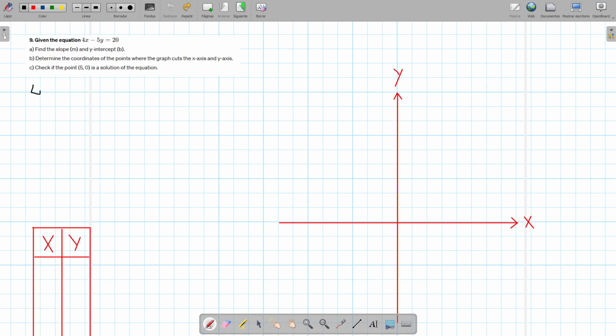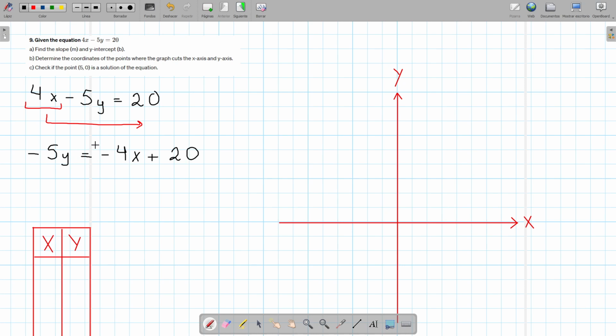We have 4x minus 5y equals 20. So we are going to try to make this y alone. As you can see, the first term here is not necessary, so we have to put it on the other side. What are we going to get? Minus 5y equals minus 4x plus 20.